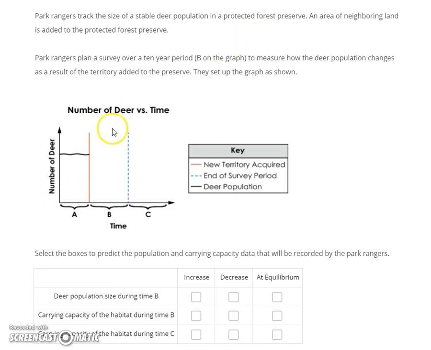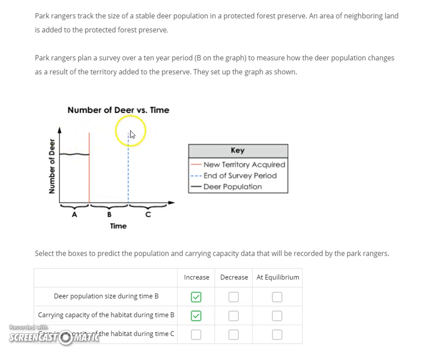Alright, what's happening here is we are looking at a graph of how a deer population changes when a new section of territory is acquired. So this red line represents where new territory will be acquired, and we're looking at the carrying capacity. So the deer right here, that's the carrying capacity that we see. This is how many deer could live in this park, and this red line represents, again, where we're going to see a new section of park being added. So what we expect to see during B is the population size will get a chance to increase because we're getting more room. And the carrying capacity during that time will also increase. So we're going to see a bump up here as more deer are born during this time.